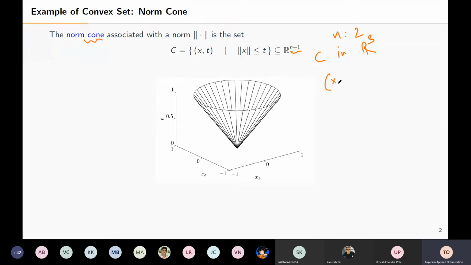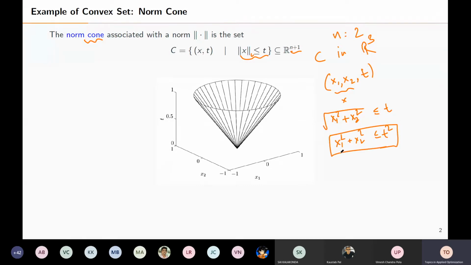Let us play with some entries. Say my vector is (x1, x2). I write this in expanded form; the whole thing will be (x, t), and let us say I choose some t. Then it has to satisfy this condition. So the norm of (x1, x2), since I am considering the 2-norm, is the square root of x1 squared plus x2 squared, which is less than or equal to t. So x1 squared plus x2 squared is less than or equal to t squared.